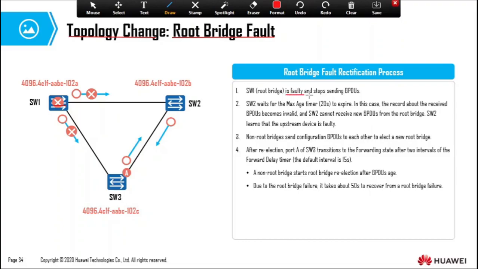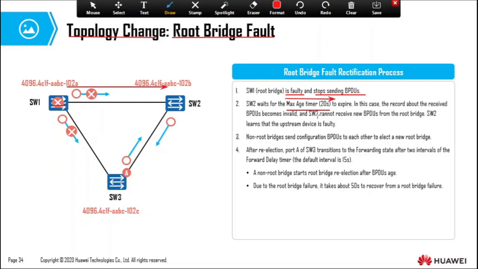If switch 1 is faulty, number 1, it will stop sending BPDUs, right? So switch 2 will wait for the max age timer, which is 20 seconds, to expire. Are you together? So what happens is this. Whenever you receive a BPDU from an upstream switch, you refresh the max age timer back to 20 seconds. Then it starts counting down: 19, 18, 17.